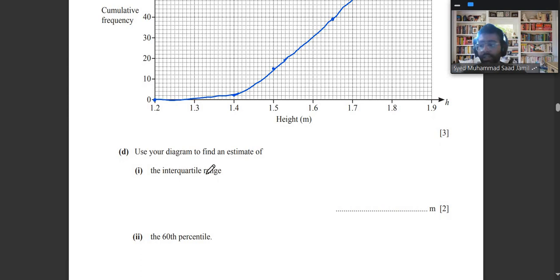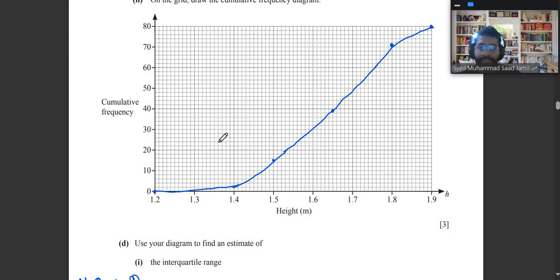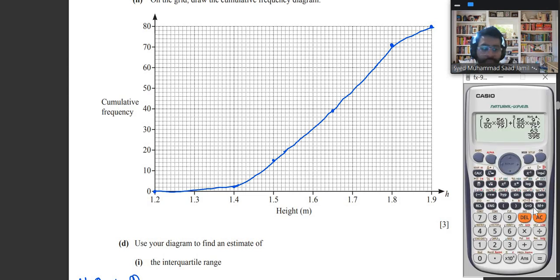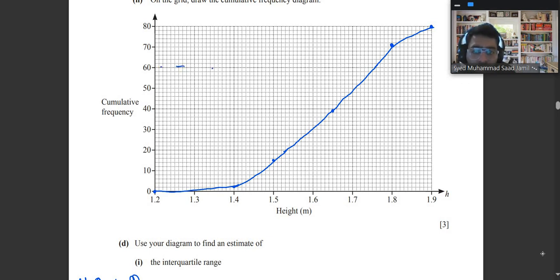So it says find the interquartile range. Interquartile range is upper quartile minus lower quartile. Upper quartile is 75%, lower quartile is 25%. So what's the 75% of 80? 80 multiplied by 75 divided by 100. It's 60. So I'll go all the way like this. Look, 60, all from 60, and then down like this.